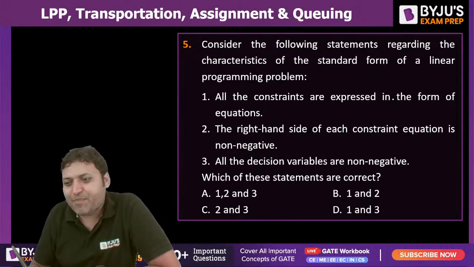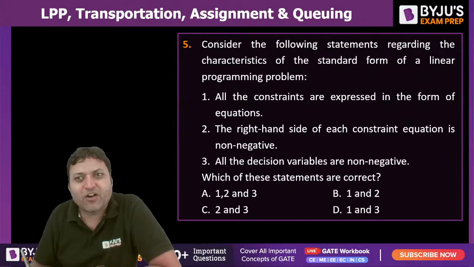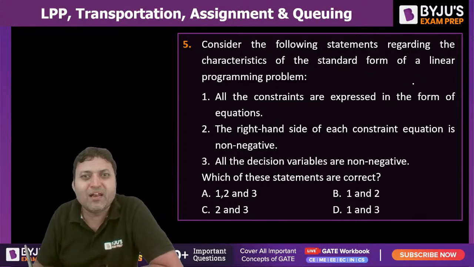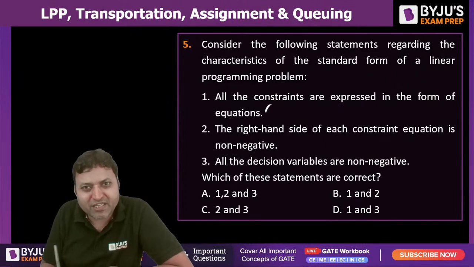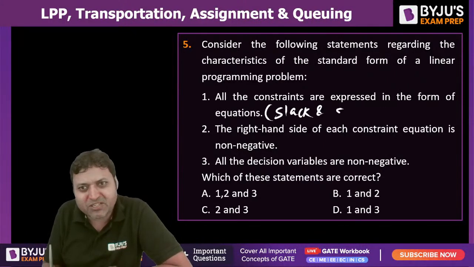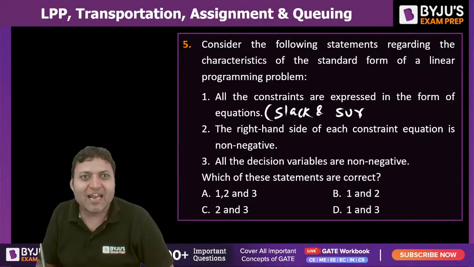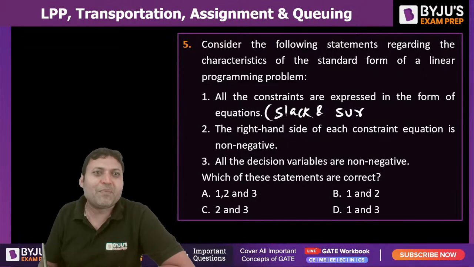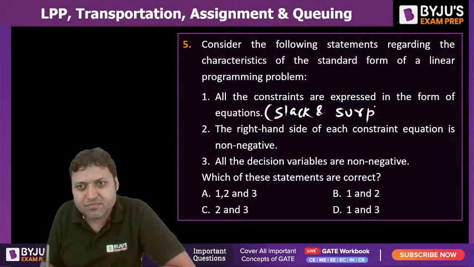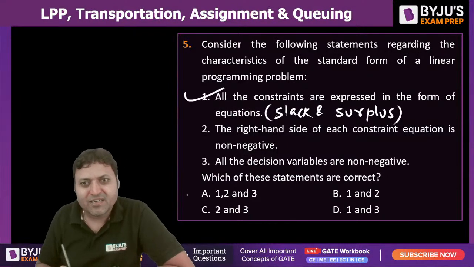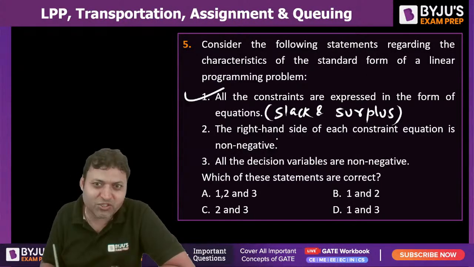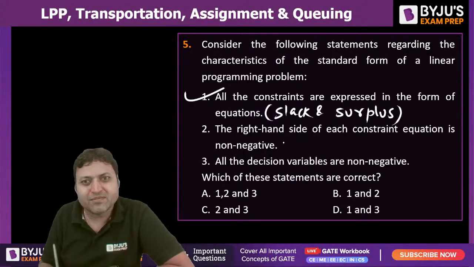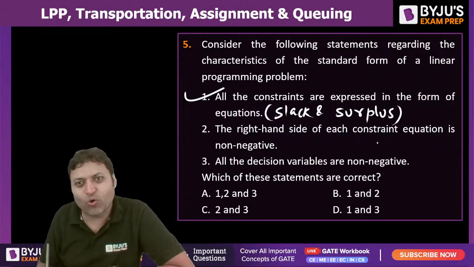Consider the following statements regarding the characteristic of standard form of LPP model. All the constraints are expressed in the form of equations using slack and surplus variables. You must be knowing that is one of the steps in solving the LPP using simplex method. That is correct. The RHS of every constraint equation must be non-negative. That is also correct. If it is negative, multiply the whole equation with negative sign.